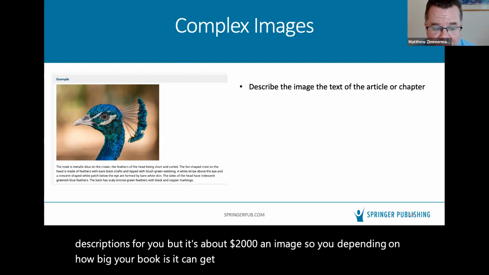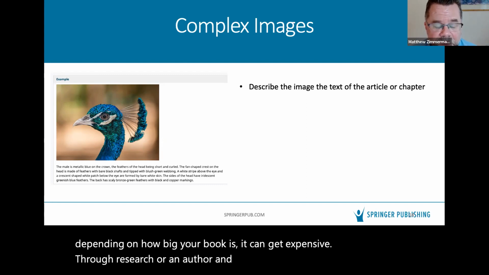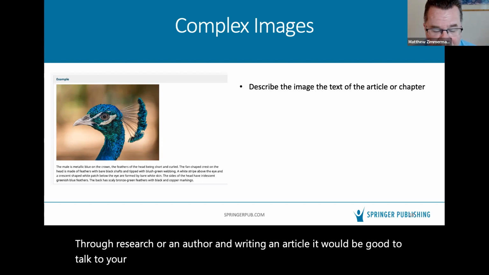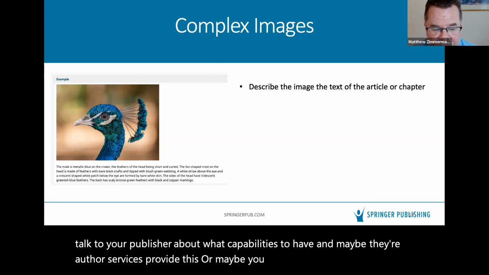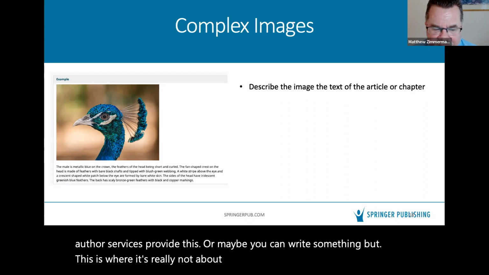If you're a researcher or an author writing an article, it'd be good to talk to your publisher about what capabilities they have, and maybe their author services provide this, or maybe you can write something. But this is where it's really not about the technology. It's about the time and the money to actually write these good descriptions.